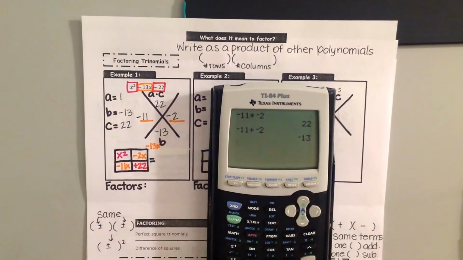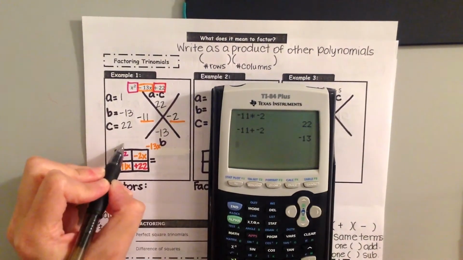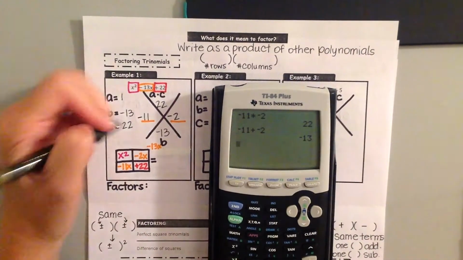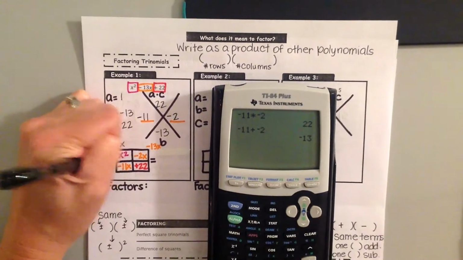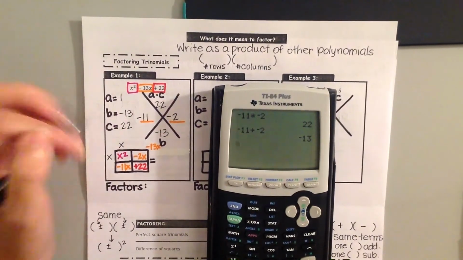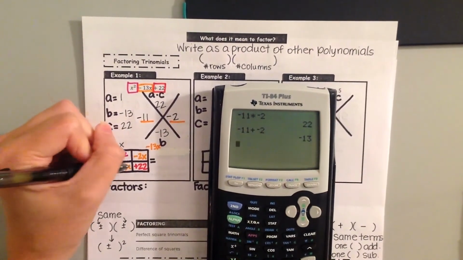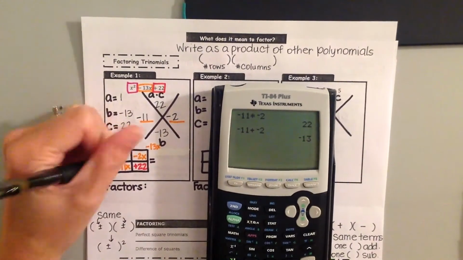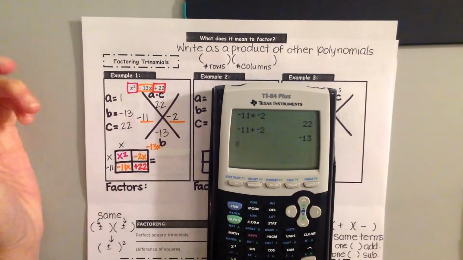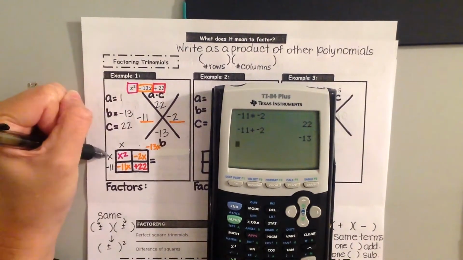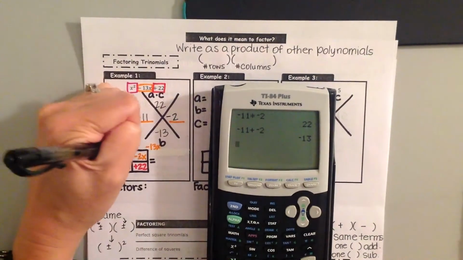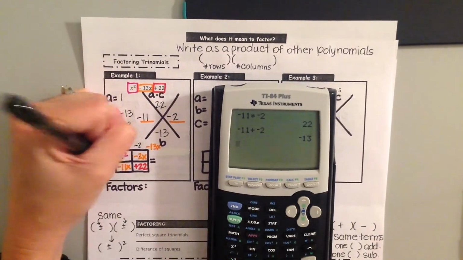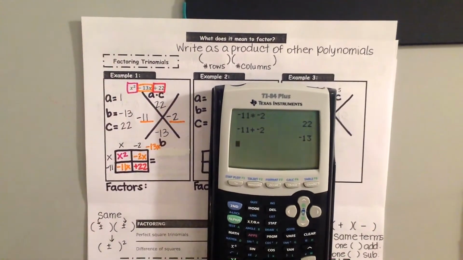Now, to get your factors, you're going to think, okay, what would I have to multiply for my row and my column to fill in those boxes? And hopefully you're thinking x and x here to make x squared. And now I can use my multiplication. What would I multiply x by to fill in this box for negative 11x? And that would be negative 11. What would I multiply x by to fill in this box for negative 2x? And that would be negative 2. Negative 2 times negative 11 does fill in the box for negative 22.